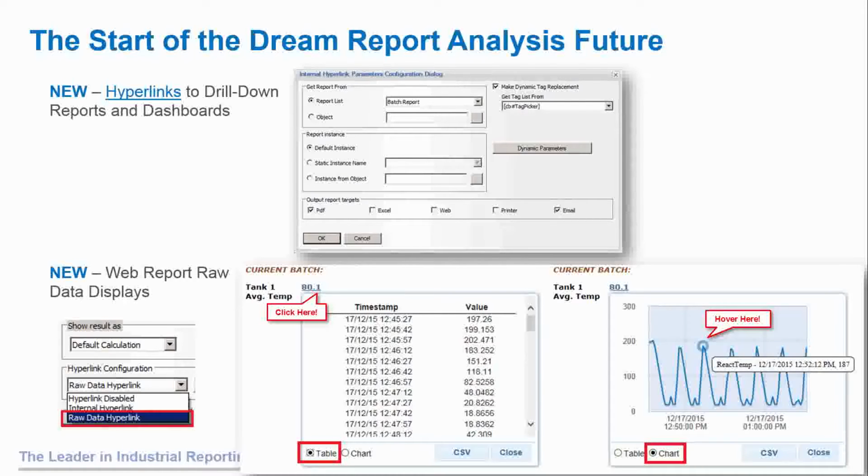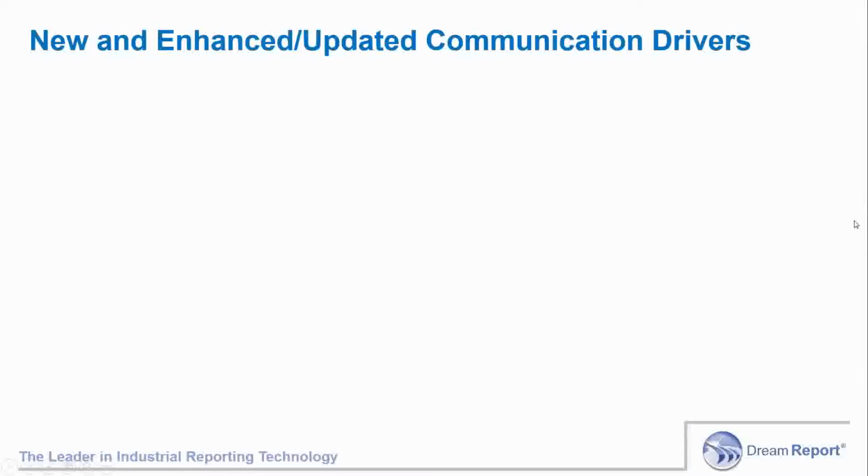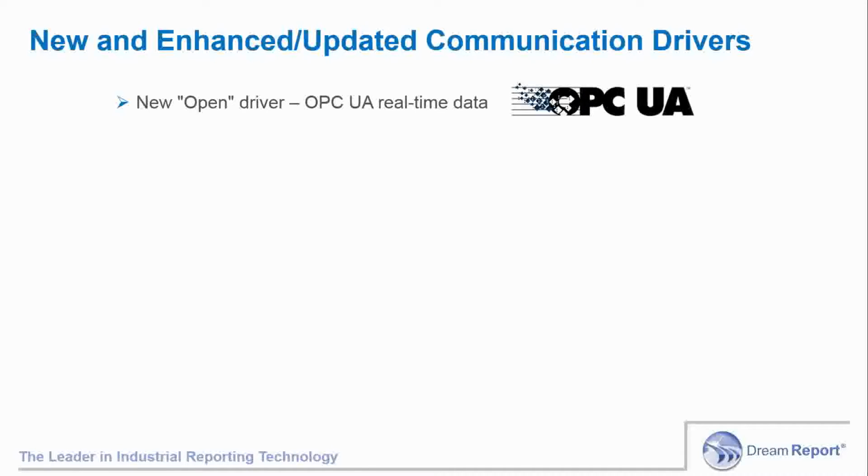The concept is to deliver the tools you need to evaluate the quality and context of data within Dream Report, giving you faster access to knowledge. As we continue to expand into more markets, we've added even more connectivity options, both vendor-specific drivers and open standards. Most notably, OPC UA, an Internet of Things protocol.